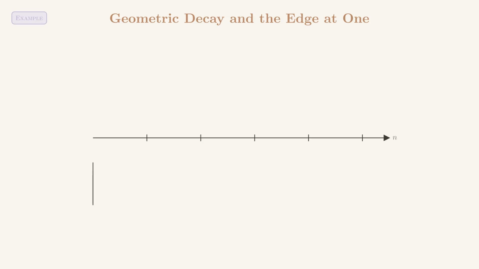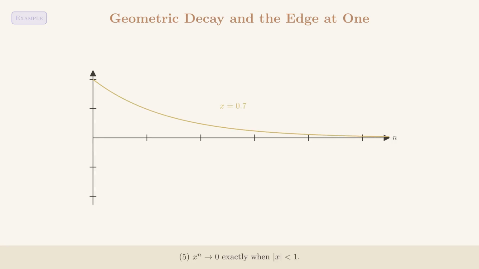Multiply a number by itself again and again. If its size is below 1, the powers shrink geometrically. Take 7/10. Each step keeps 7/10 of whatever remained, so the terms melt towards 0. Make it negative, and the terms alternate sides while still contracting, spiraling into 0 from both directions. Everything hinges on the size staying below 1. At exactly 1, the terms never move, and beyond 1 they escape upward without bound.